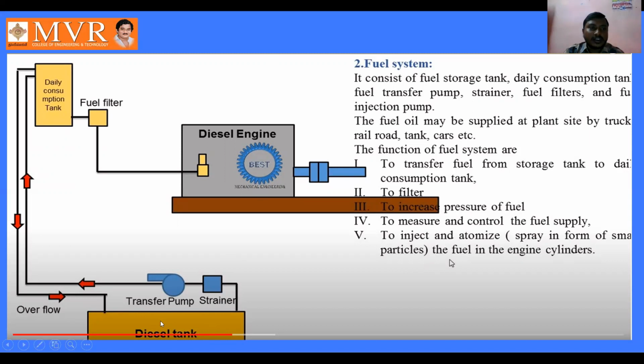Whenever the diesel is required, or whenever there is usage of this diesel, we are going to supply the diesel from the diesel tank to the daily consumption tank by using this strainer as well as the transfer pump. From the diesel tank, the diesel is going to be pumped through the strainer, and from the strainer it is going to move to the transfer pump, which is used to pump the diesel up to the diesel consumption tank.